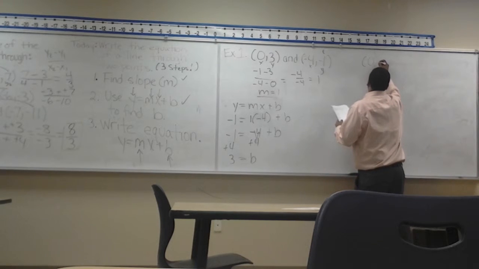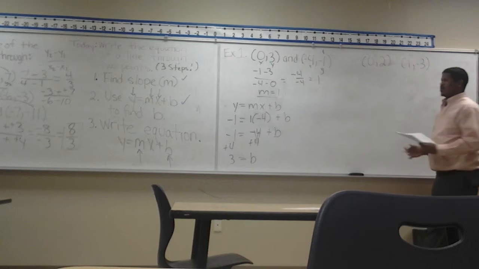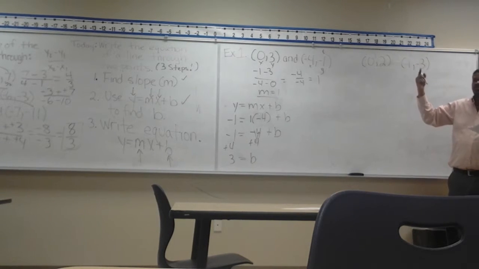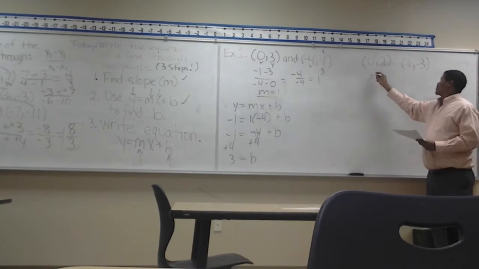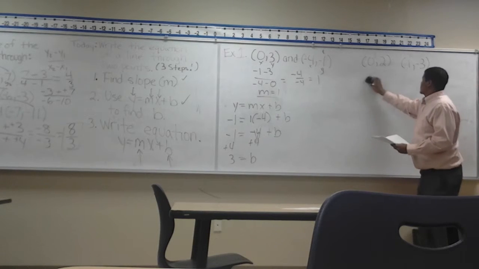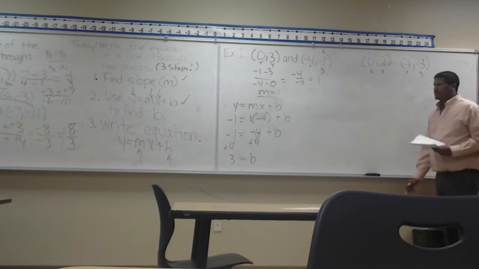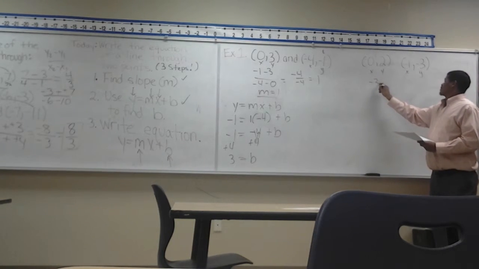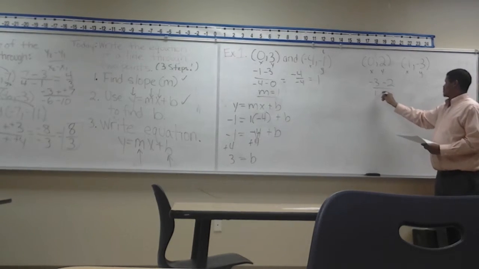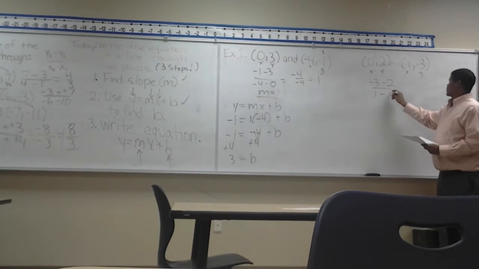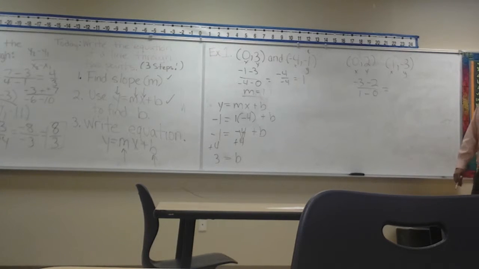0, 2, and 1, negative 3. What should I do first here? Combine 3, negative 3 with 2. Oh, you put x. Well, you want to label it first? Yeah, label it first. X, y, x. Negative 3 minus 2. 1 minus 0. Very good. That's worth an A. What was negative 3 minus 2?